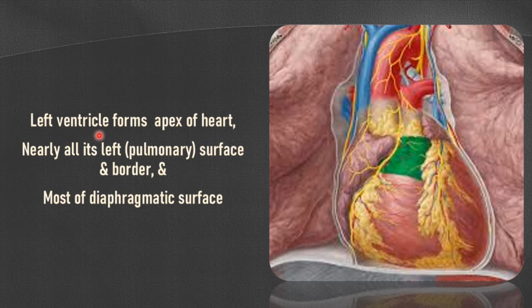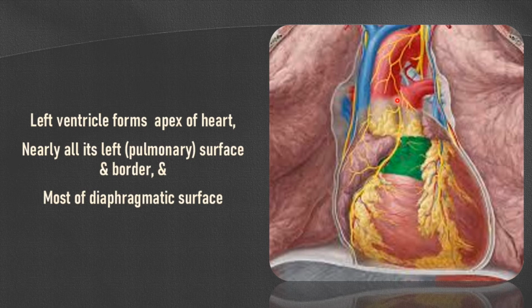The left ventricle forms the apex of the heart. This is the apex of the heart. This apex of the heart is formed by the left atrium. This whole is the left atrium. This is the left ventricle, sorry, and this is the right ventricle. Nearly all its left pulmonary surface and border and most of the diaphragmatic surface. So left pulmonary border, left pulmonary surface and diaphragmatic surface are formed by the left ventricle.